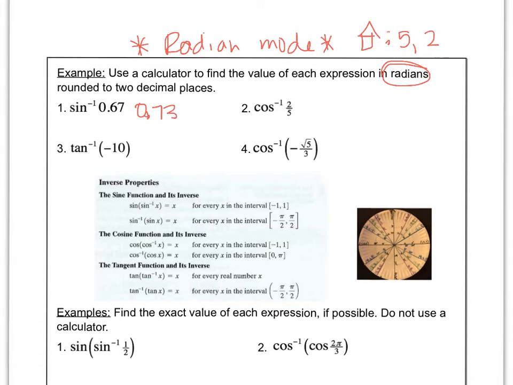And then for the next one, cosine negative 1 of 2/5, you should get 1.16. Tangent negative 1 of negative 10 is negative 1.47, and cosine negative 1 of negative radical 5 over 3 is .41.